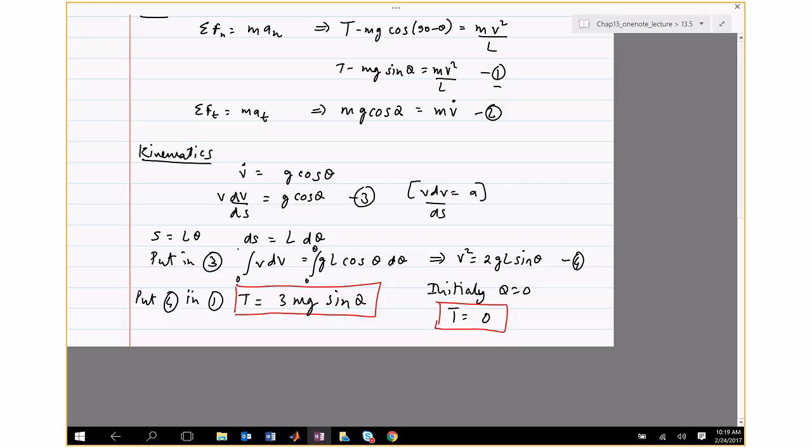Okay, so to summarize: first you identify it's a kinetics problem, then you think of what coordinate frame to use. If you think it's normal-tangential, then you draw a free body diagram using the normal-tangential frame. Then you write the equations of motion in that frame, and then if required, you can do the kinematics. That's optional. Is it clear?